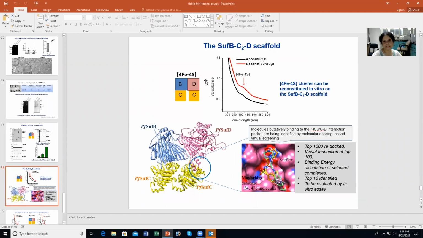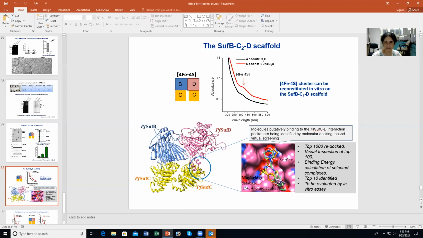Okay, so this is the scaffold then, the SufBC2D scaffold, and this assembles a 4-iron 4-sulfur cluster, and we could reconstitute this on this complex in vitro. When you do homology modeling to understand what sort of structures these might be, this is not a crystal structure or a cryo-EM structure or whatever. This is basically a molecular model built on the known structures of bacterial proteins. So this is the model for PfSufB, this is the model for SufD, and this is SufC. And look at this interesting thing here.